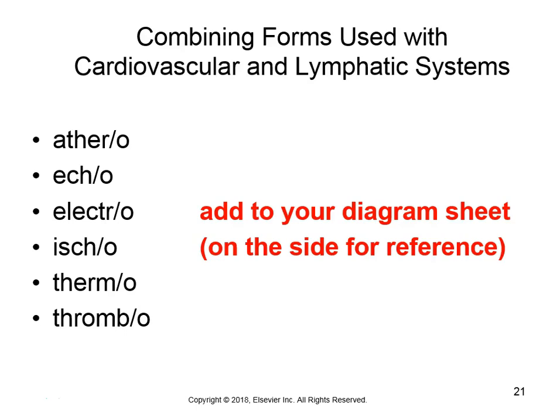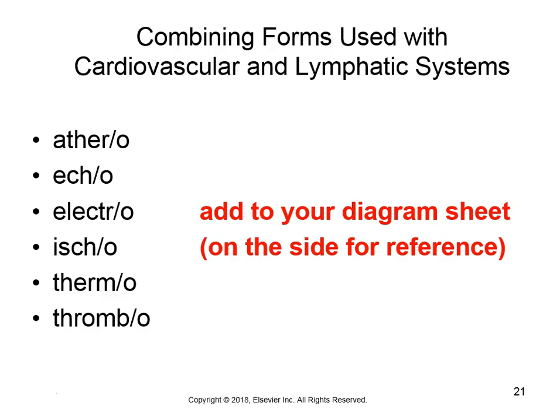The ones used with the cardiovascular and lymphatic system, we have athero, means yellowish or a fatty plaque. So if you get fatty plaque buildup in your arterial or vein walls, usually arterial walls, you can have some problems. Echo means sound, so if you're going to do some kind of recording of the heart.